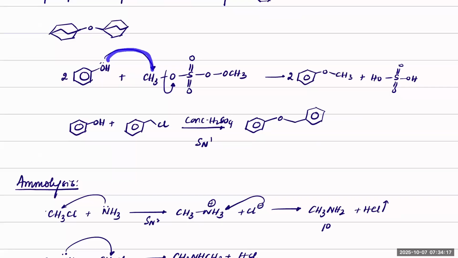Now, phenol attacking on methyl, removing oxygen. This is also like a Williamson synthesis, but in slightly basic medium, not acidic medium. So OH minus basically takes away H plus, O minus will attack, and this bond will break. In the same way, when phenol reacts with an alkyl halide, the lone pair can attack, Cl can leave, and you will get the same product.